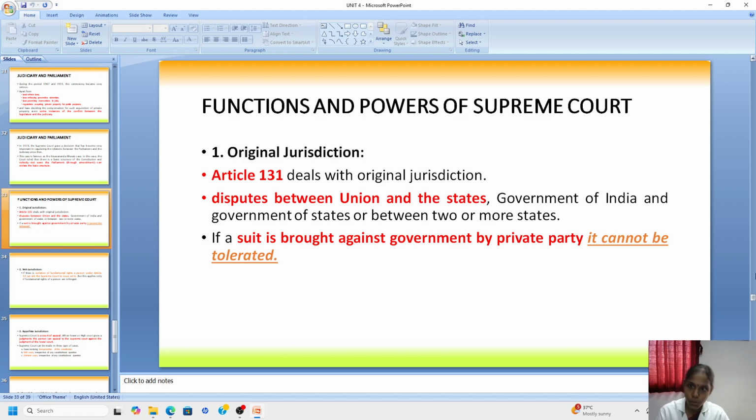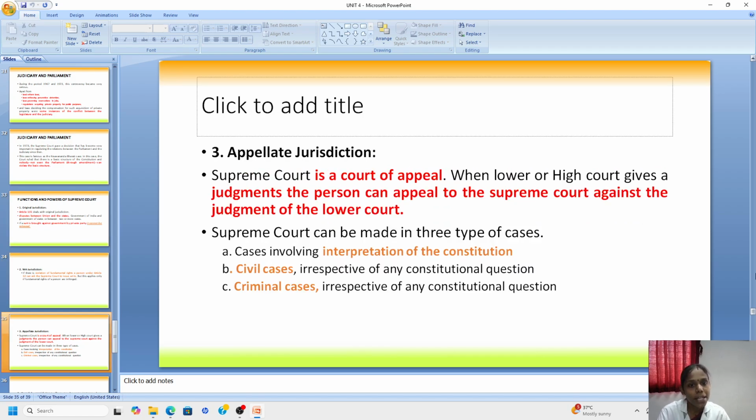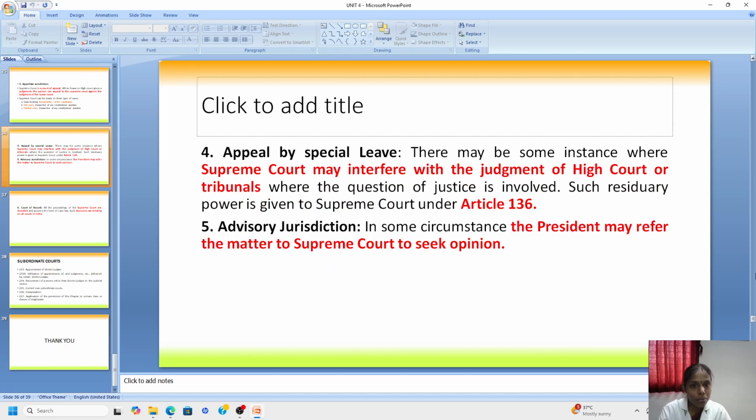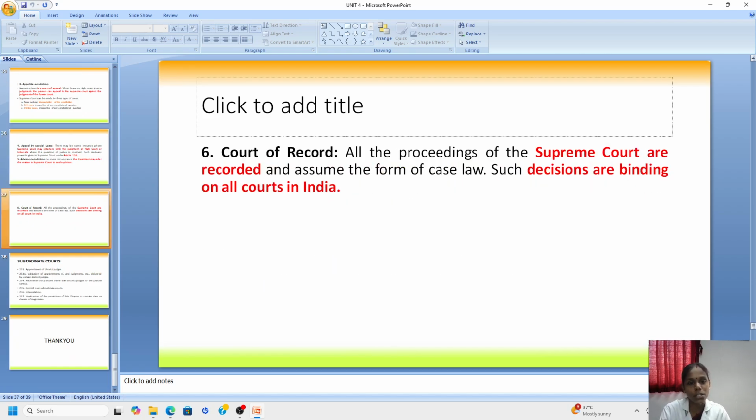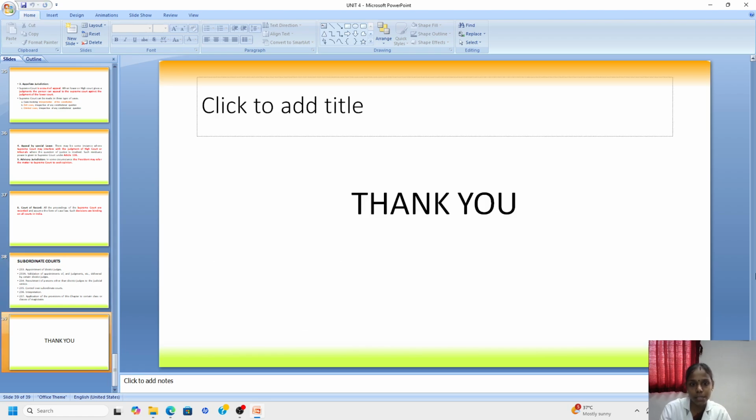Functions and powers of the Supreme Court: original jurisdiction, writ jurisdiction, appellate jurisdiction, appeal by special leave, advisory jurisdiction, court of record. Next, subordinate courts, that is other courts: appointment of district judges, validation of appointments of judges, etc., recruitment of persons other than district judges to the judicial service, control over subordinate courts, interpretation.